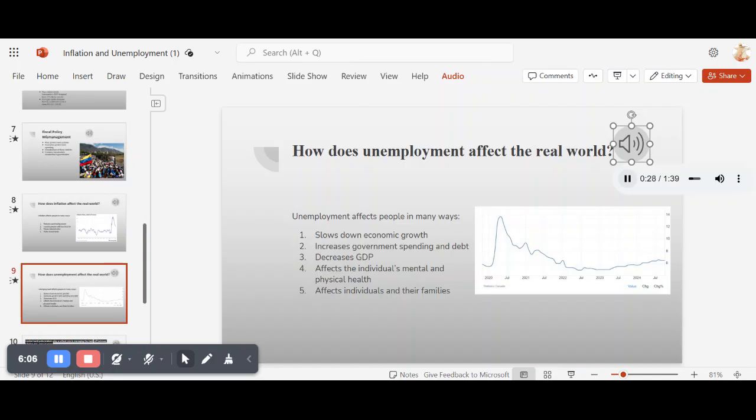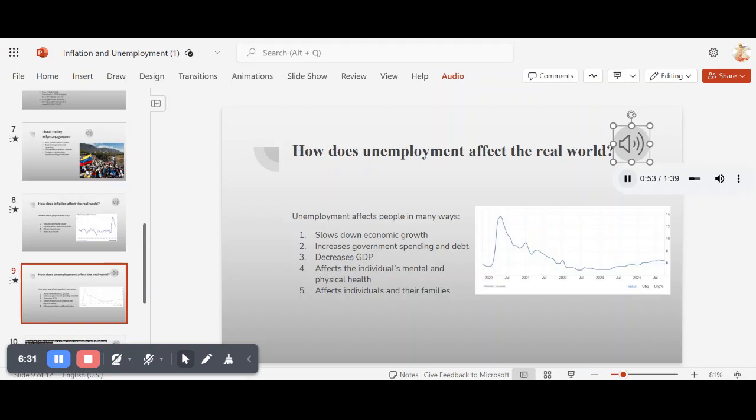GDP is measured by calculating the total amount of all goods and services produced in a country in a period. When people are unemployed, this slows down the economy and the government has to provide aid. Governments have to give out more unemployment benefits and other financial aid, which makes them go into debt by spending their money on helping citizens.